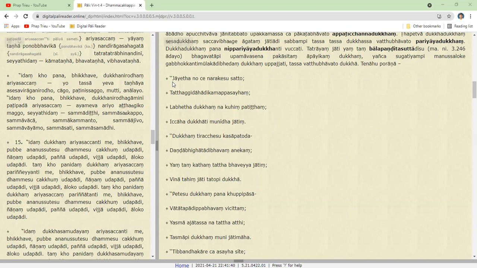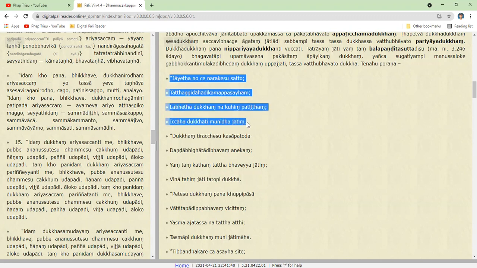Concerning the second part, the verses, Tattha, Tattagi, Dahadi, Dahadikamabhasasyan. Concerning this one, the Sāratthadīpanī says Tattha at the beginning of the second pāda, while the Visuddhimagga has Tatta. Tatta means too hot or scorching.